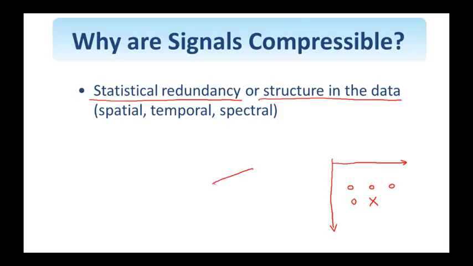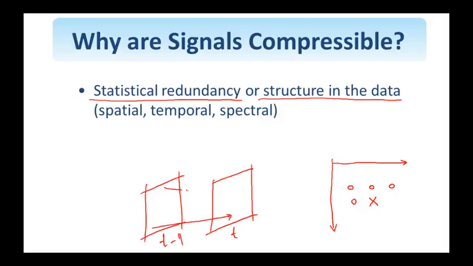Similarly, when I look at two consecutive image frames, let's say frame t and t minus 1, then I can predict the values at frame t using the motion information from t minus 1 to t. And this is a first-order temporal prediction model that is used extensively in video compression. This statistical redundancy or structure in the data is exploited by both lossless and lossy compression schemes.